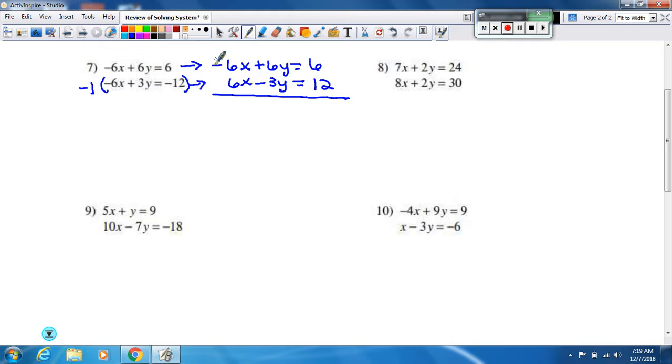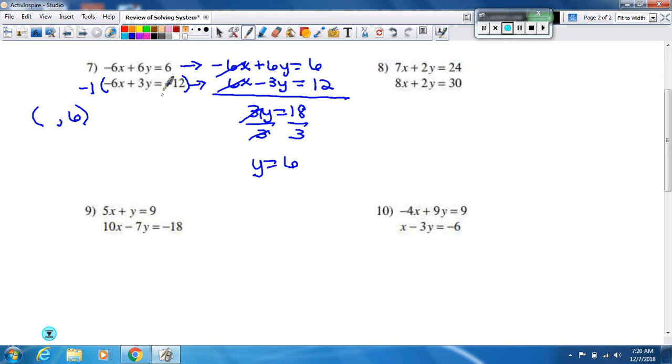Add those together. Opposites cancel. 6 take away 3 is 3, so I've got 3y equals 18. Divide both sides by 3. Top cancels with bottom. 18 divided by 3 is 6. So the y value on my answer is 6. Now you need to choose one of the original equations. It doesn't matter which one you choose.